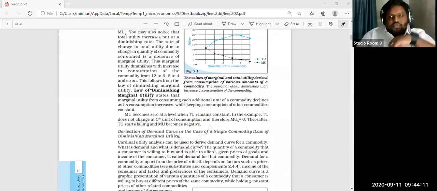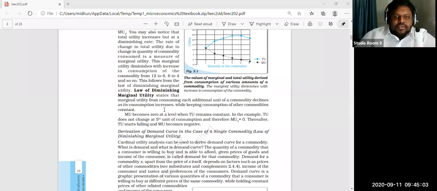In bold letters you can find that the law of diminishing marginal utility states that marginal utility from consuming each additional unit of a commodity declines as its consumption increases, while keeping consumption of other commodities constant. So for one particular commodity we are using continuously, the marginal utility of that product is decreasing, but it will not affect the utility of other commodities. That will remain constant. We are discussing two commodities here, right? First we discuss banana. We are continuously purchasing banana. The desire to purchase that product will decrease, but that will not affect the purchase or utility of mango. That is not changing here.